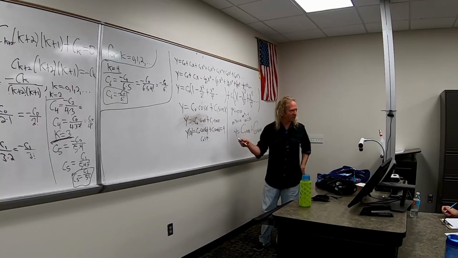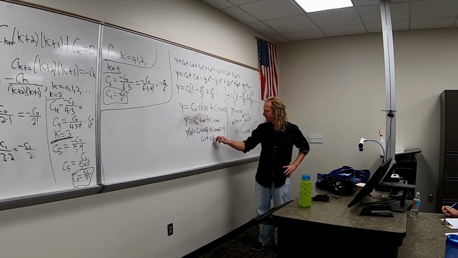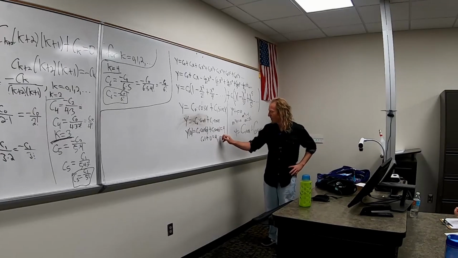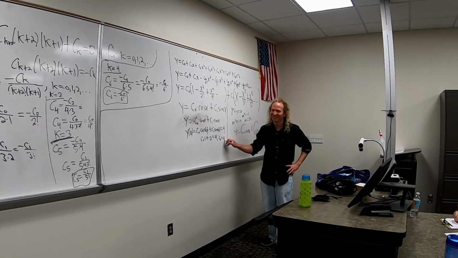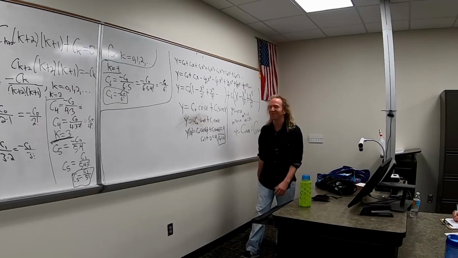Sine of 0 is 0. So therefore, hence, whence, C0 is equal to 4. Just wanted to say that. C0 is equal to 4.